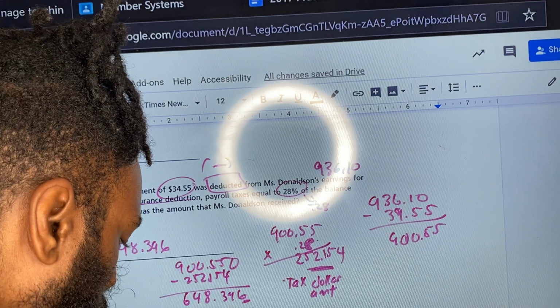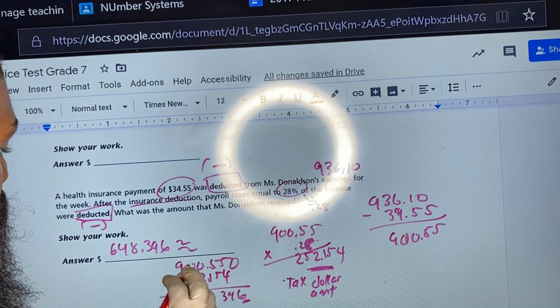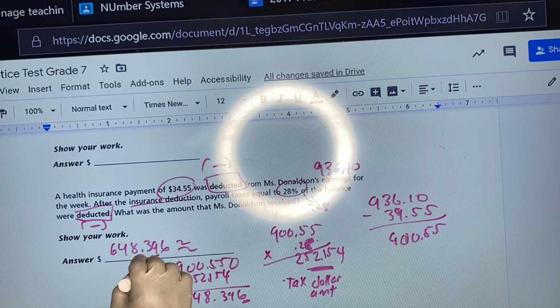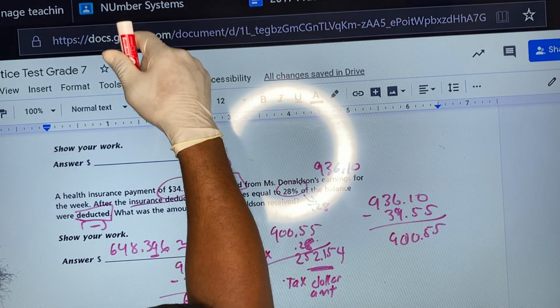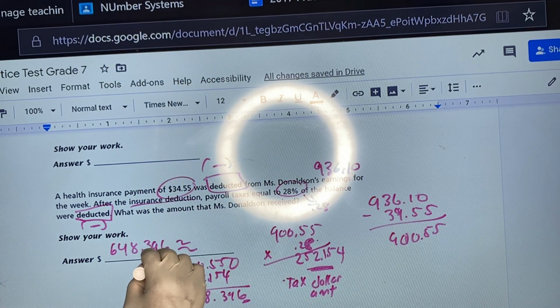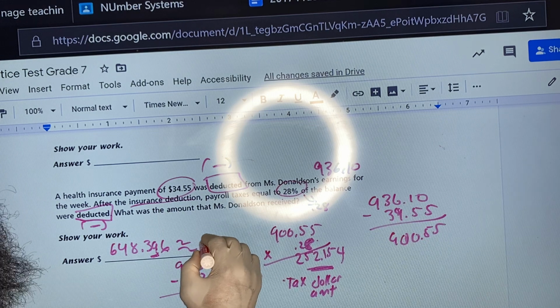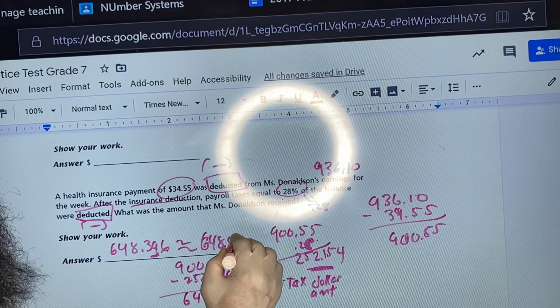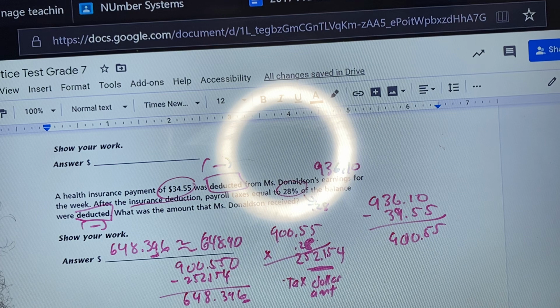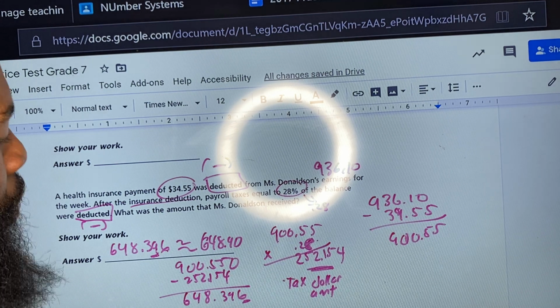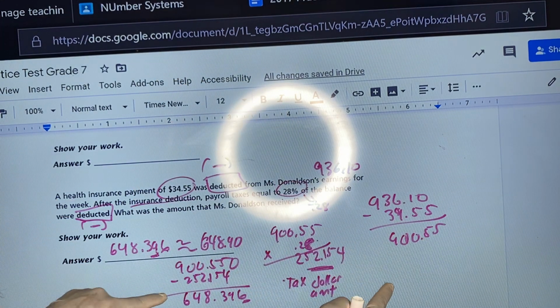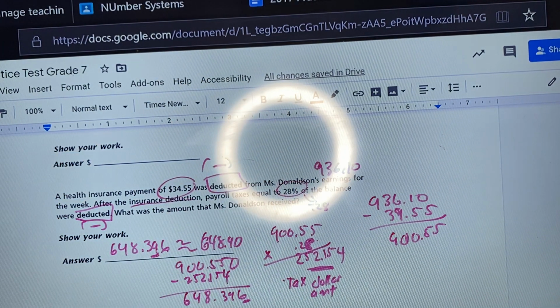Now we don't have a thousandth place in the dollar amount, so we will round this. If we round to the nearest hundredth, right? This 6 tells us to move up. So this 9 goes to, this 39 rounds up to 40. $648.40. And that would go here. And then here, you would explain what you did for part A and part B, or show your work from this part to this part.